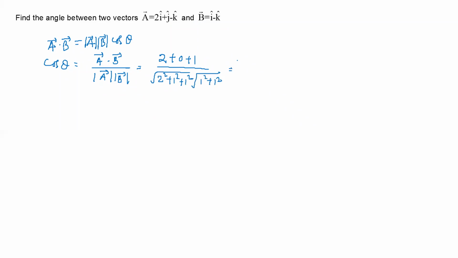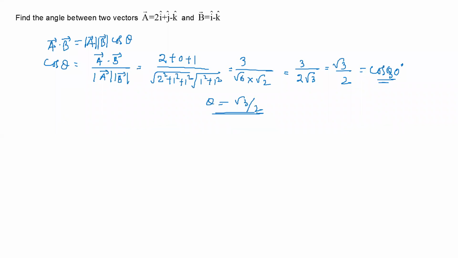That is equal to 3 by 2 squared is 4 plus 1 is 5 plus 1 is 6, so root 6 into root 2. That is equal to, students, 3 by 2 root 3, because root 12, taking 4 out, is 2 root 3. So by cancelling, it will be root 3 by 2. Friends, cos theta is equal to root 3 by 2, which means cos 30 degrees, because cos 30 degrees is equal to root 3 by 2. So hence, students, theta is 30 degrees. This is one question. Next, another.